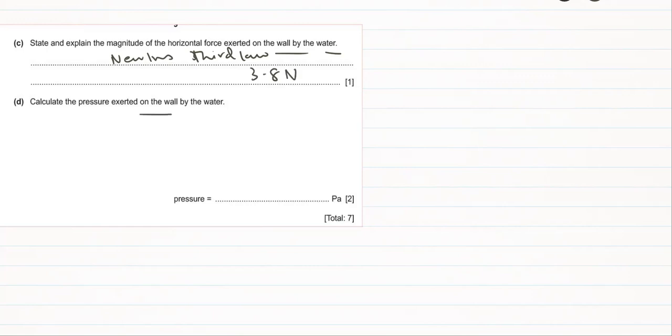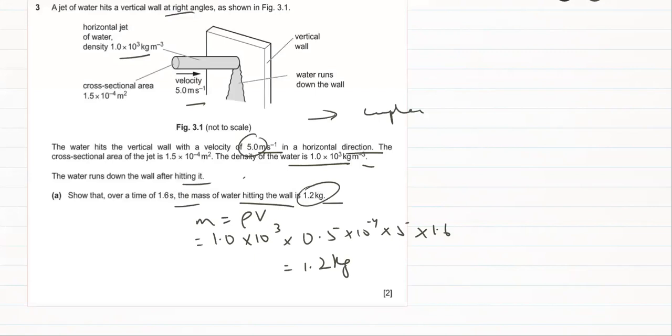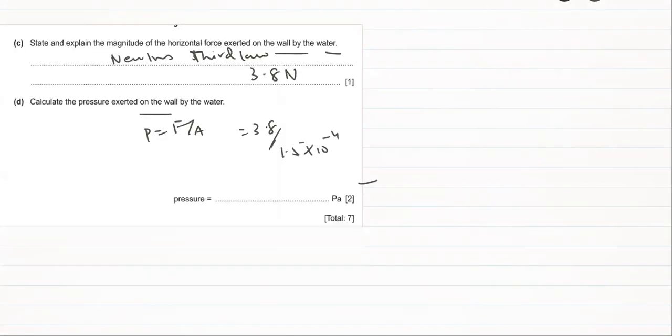Calculate the pressure exerted by the wall on the water, right? So pressure formula is F upon area, 3.8 divided by 1.5 into 10 to the power minus 4. So the pressure is coming 2.5 into 10 to the power.